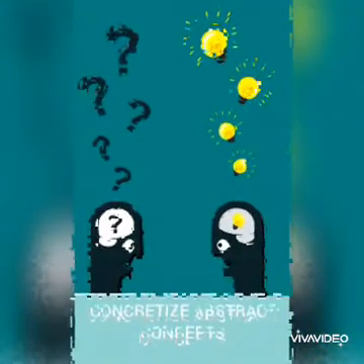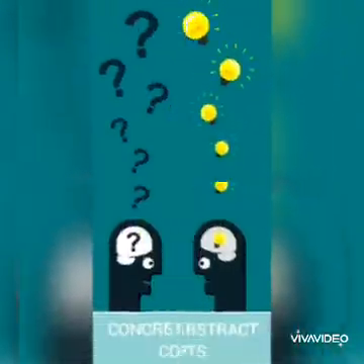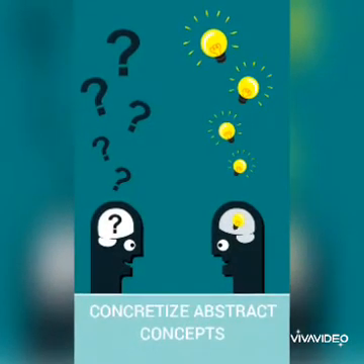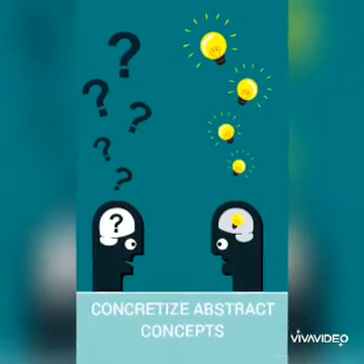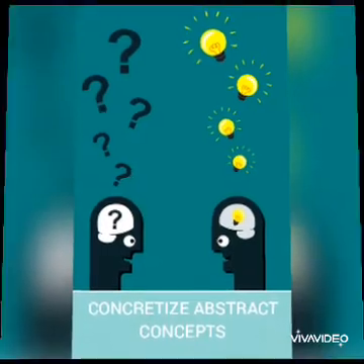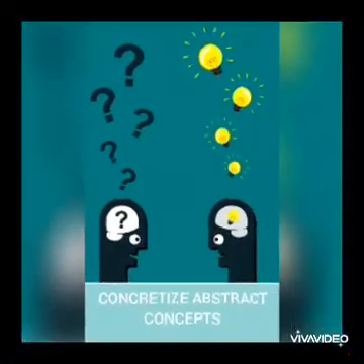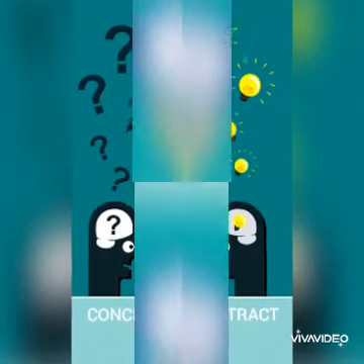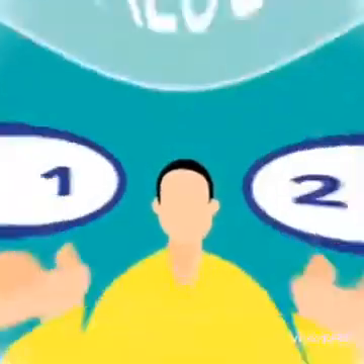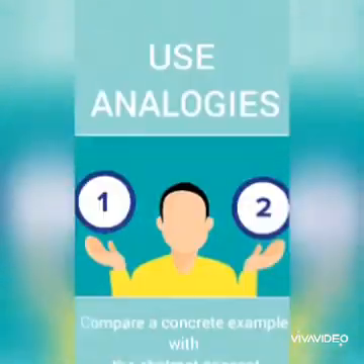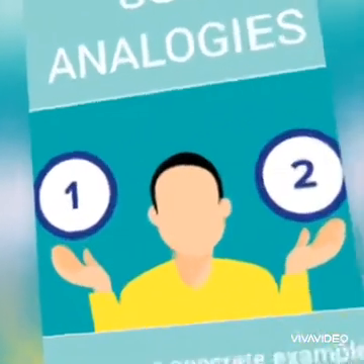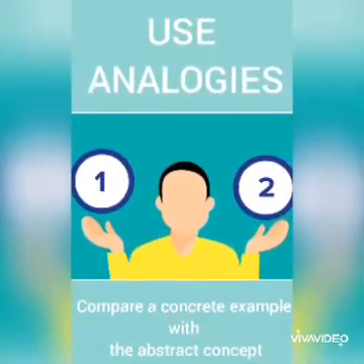We can concretize those abstract concepts. Concrete concepts are those that can be touched, felt, seen, and understood easily. So, convert the abstract concept into concrete concepts. How do we do that? We bring about analogies, that is, comparison between one abstract concept and a concrete concept, which are very similar to each other, to make it easy.